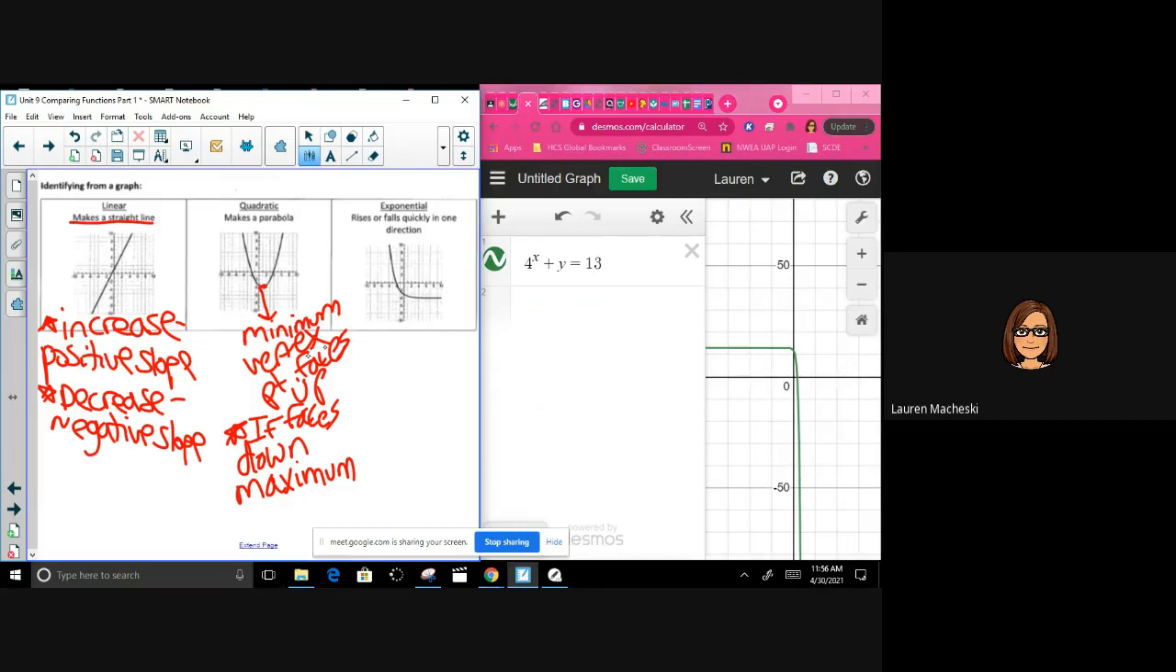It's a minimum vertex point when it faces up. If it faces down, it's a maximum.